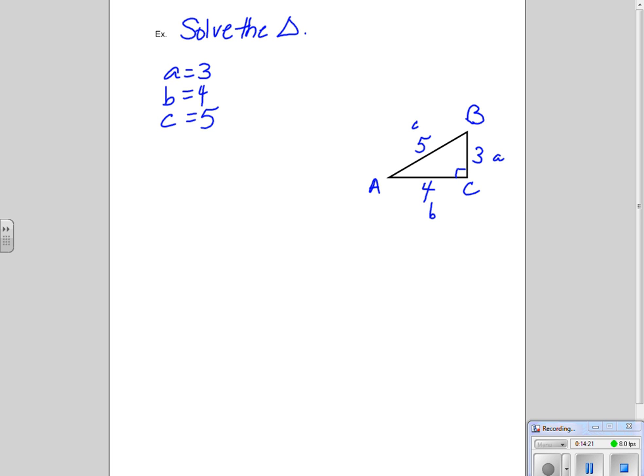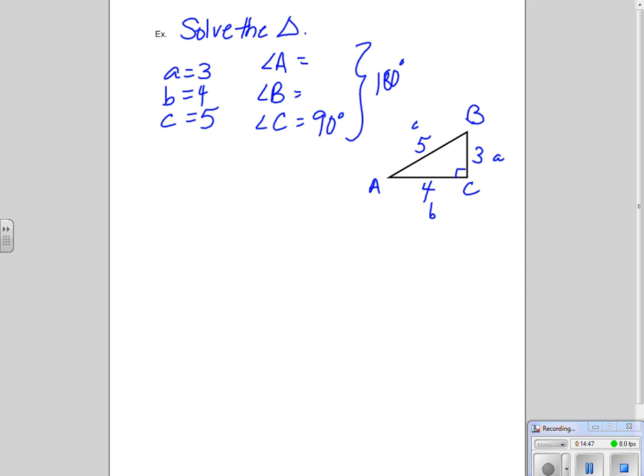To solve the triangle, I need to determine angle A, angle B, and angle C. Well, I've got one of those. It's 90 degrees. So I need the other 2 angles. And we know that these 3 angles will add to 180. So I'm going to use a trig ratio to find one of them, and then add to 180 to find the other. You get to just pick which one you want to use.